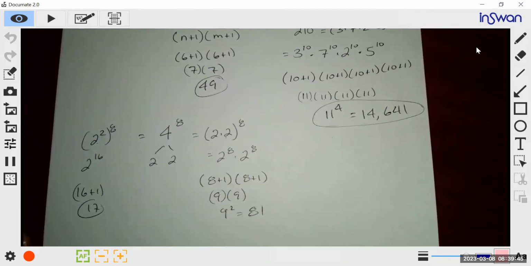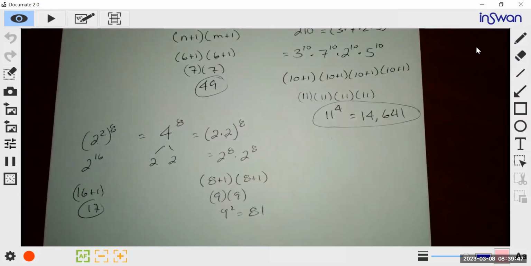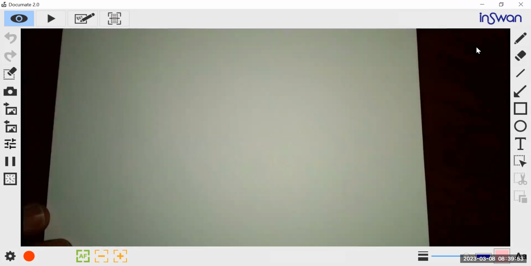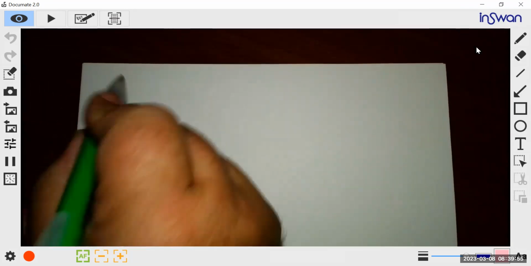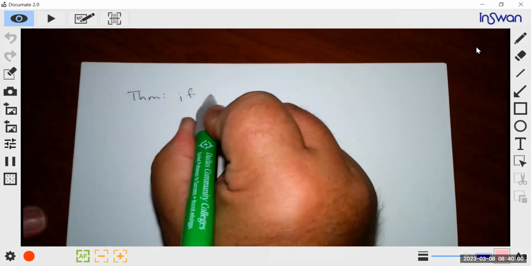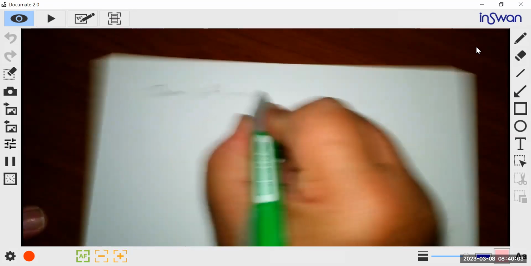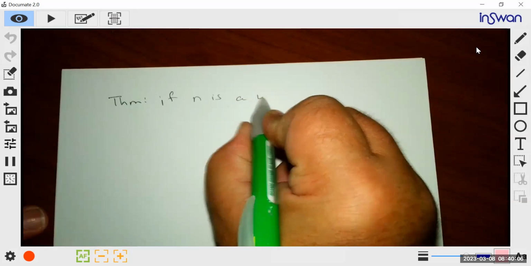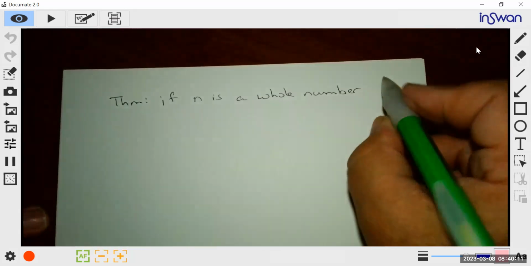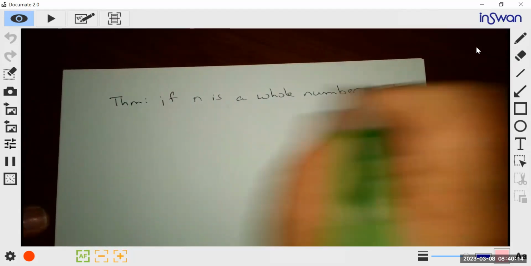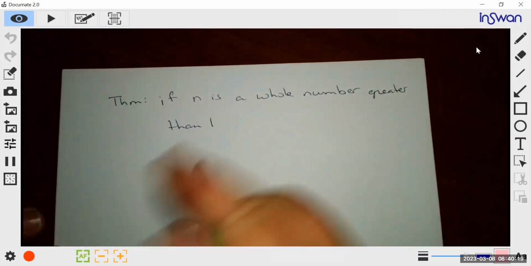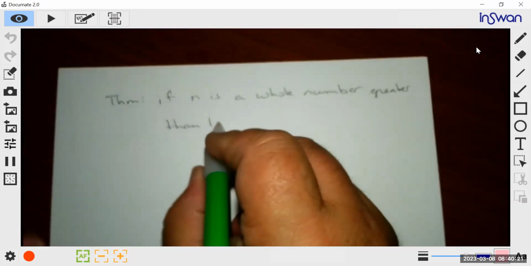All right, let's look at the other theorem. So that was the theorem if P and Q are prime numbers. Let's look at another theorem. If N is a whole number greater than 1, in other words, it has to be a counting number. It's a natural number.